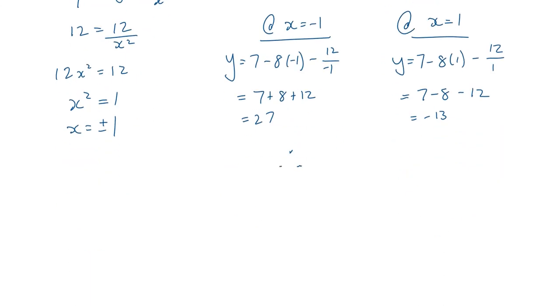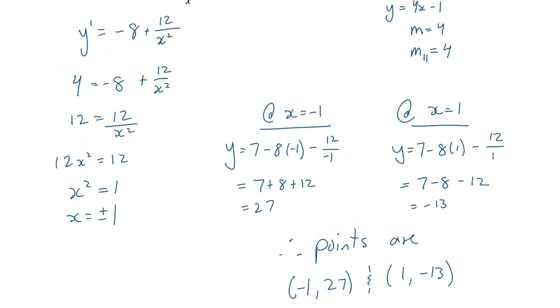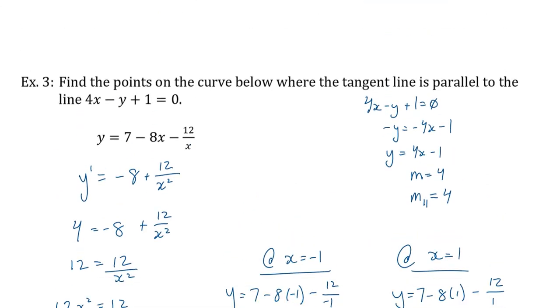Therefore, the points are -1, 27 and 1, -13, where the slope of the tangent is 4, which is parallel to that line.